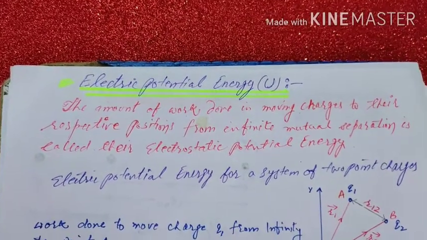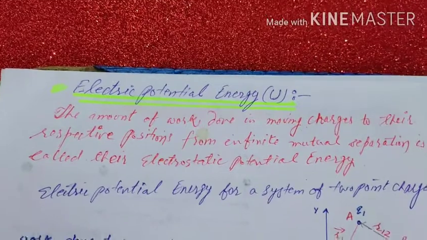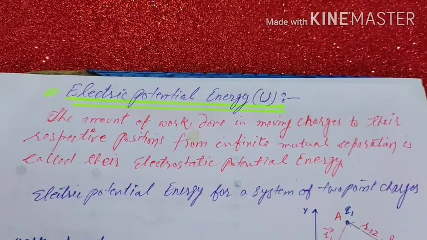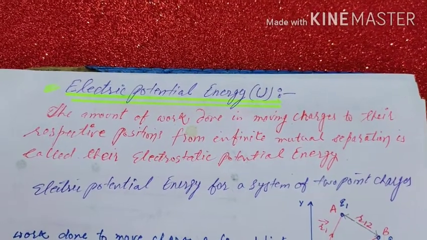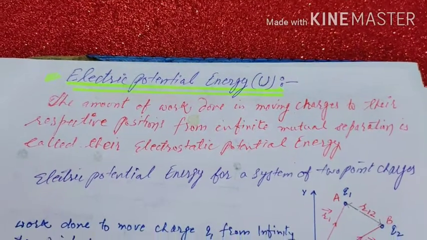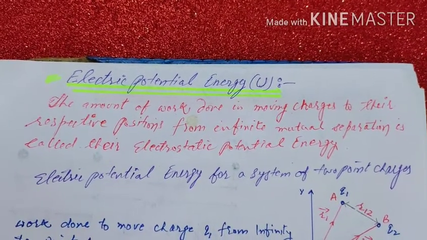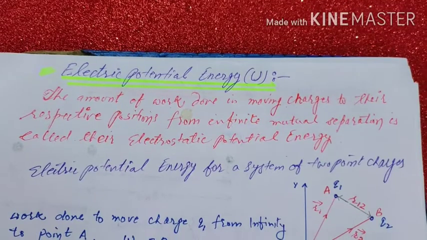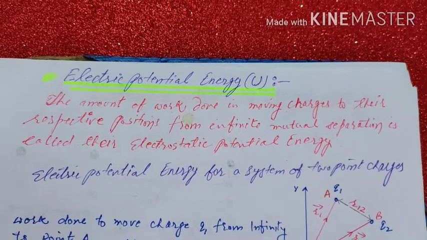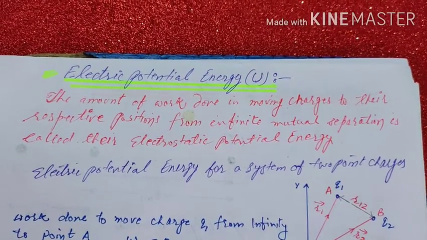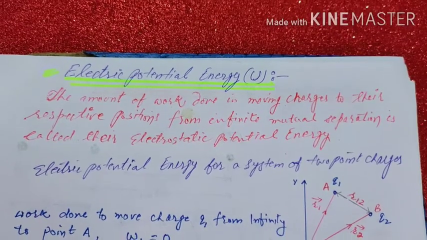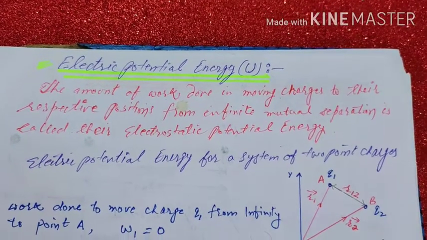Students, our today's topic is electric potential energy, or electrostatic potential energy. And what is the definition of electric potential energy? It is the amount of work done in moving different charges to their respective positions from infinite mutual separations.